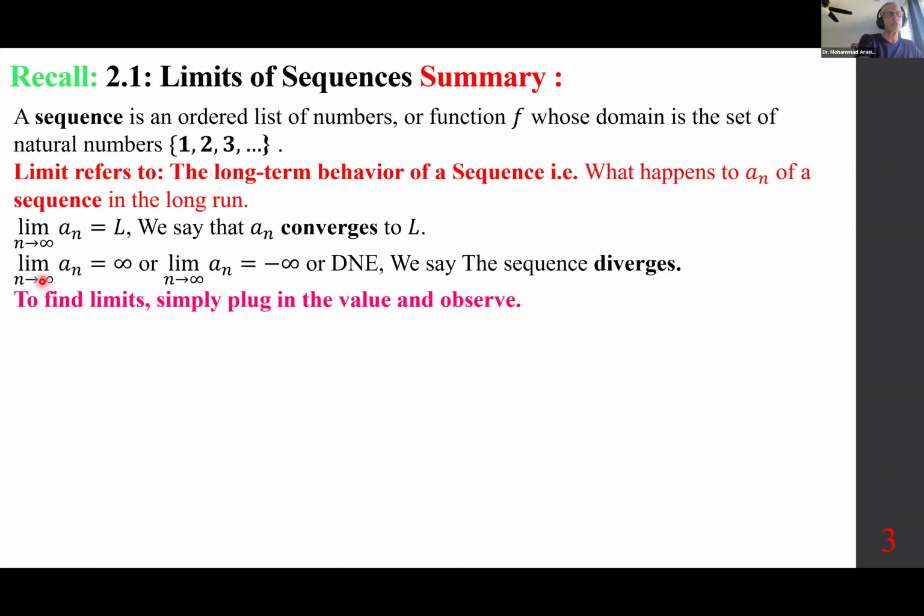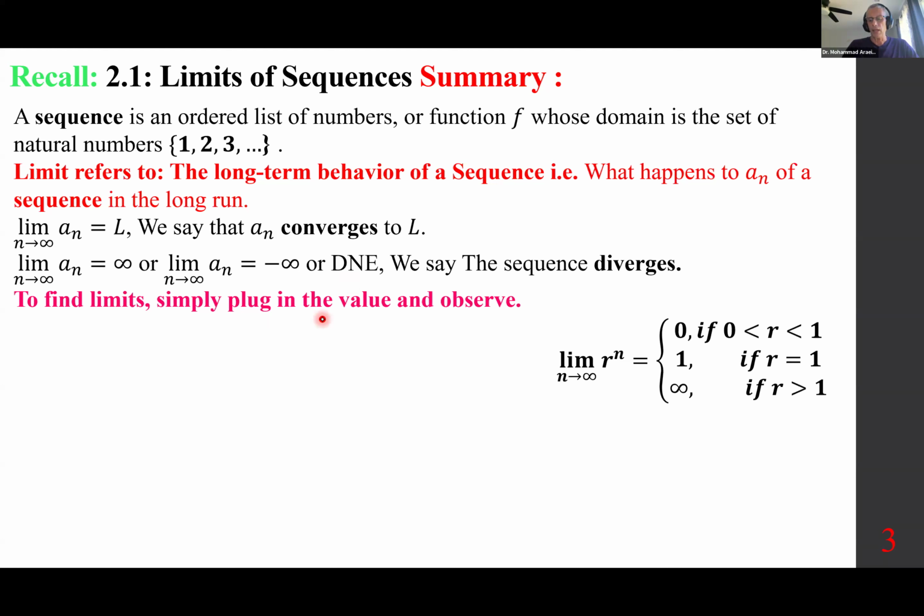Limit of a sub n as n approaches infinity is infinity, negative infinity, or DNE, does not exist. We say the sequence diverges. To find limits, simply plug in and observe. And here's one of the theorems.